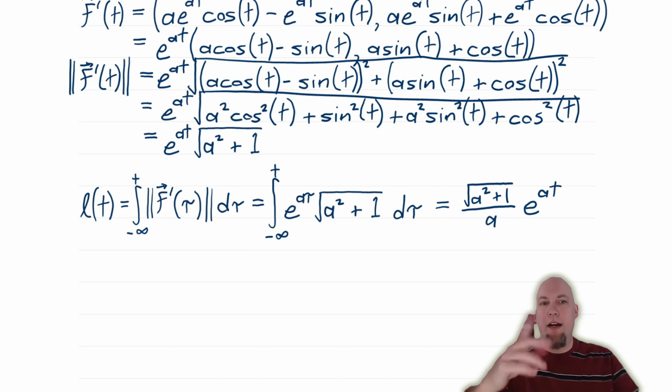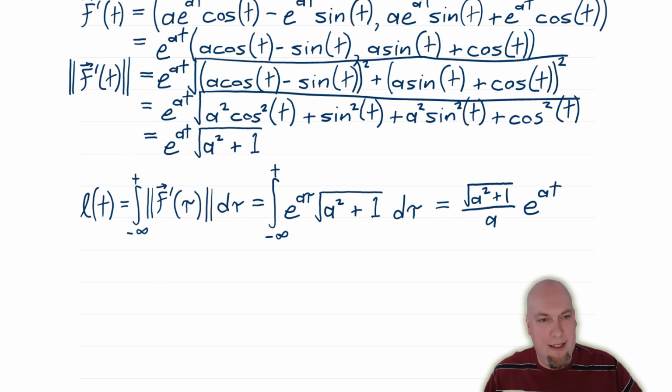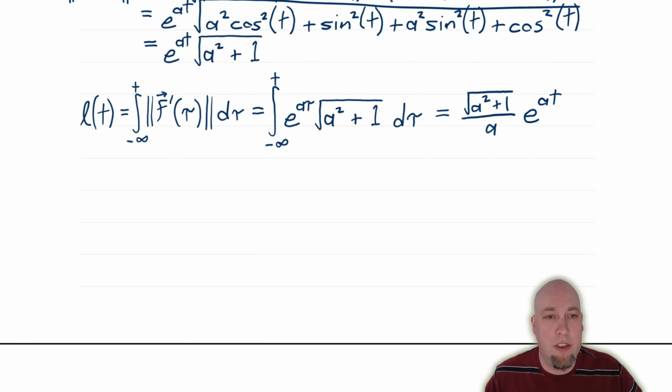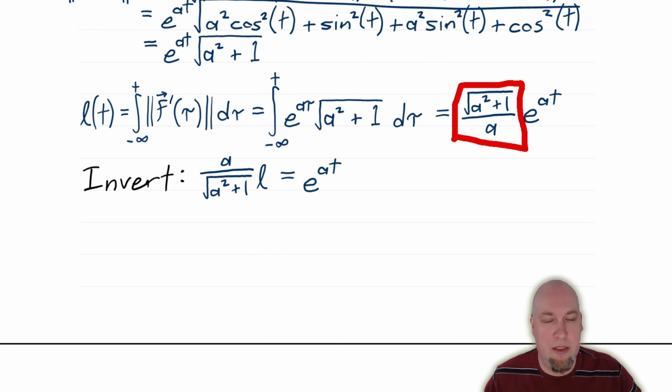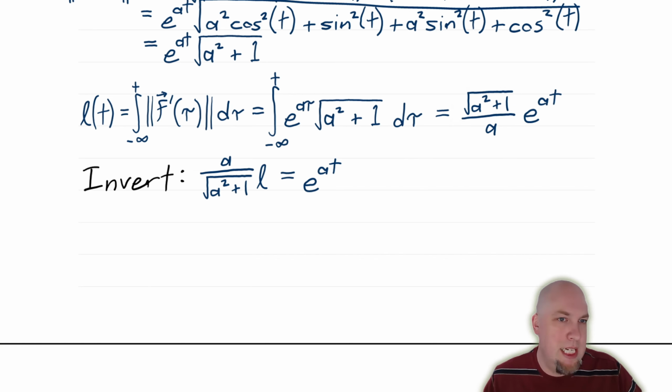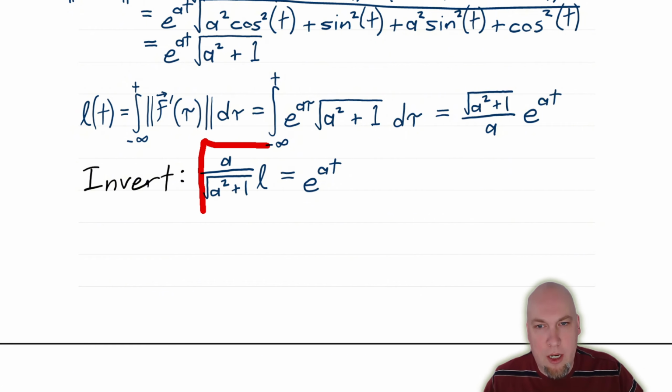Great. Now flip it around. Get t in terms of L instead. Invert this function. Okay, so first thing I'm going to do is move the constant over to the other side. In other words, multiply both sides by a and divide both sides by the square root of a squared plus 1, and you're going to get that new constant times L equals just this e to the at term.